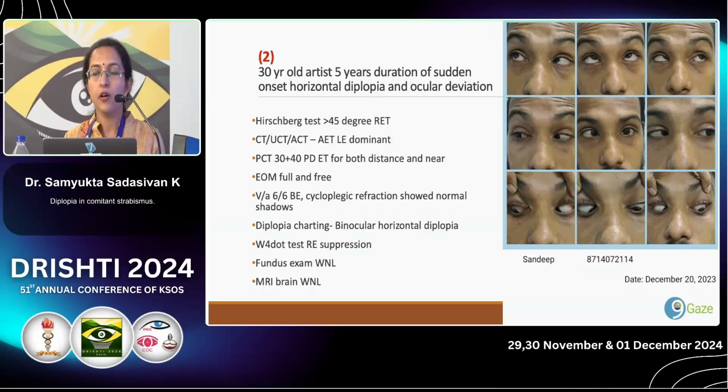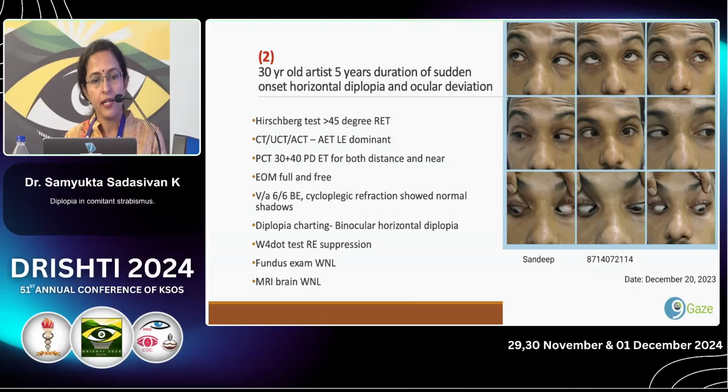deviation with horizontal diplopia. He gives a history that he developed these symptoms immediately after working with the phone for 5 hours continuously. He himself being an artist, he used the phone for drawing pictures. And on that particular day, he developed this sudden onset inward deviation of the right eye with associated horizontal diplopia. He consulted elsewhere, and in these 5 years, he underwent 2 procedures, like Botox was given twice.